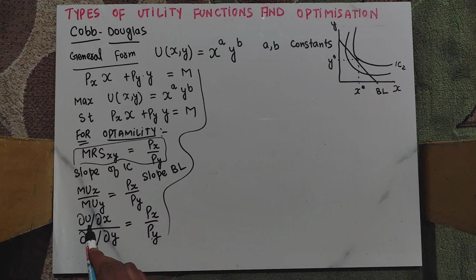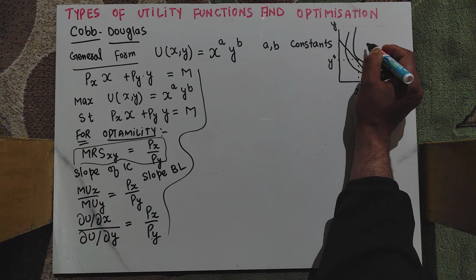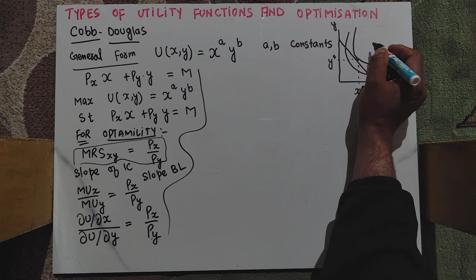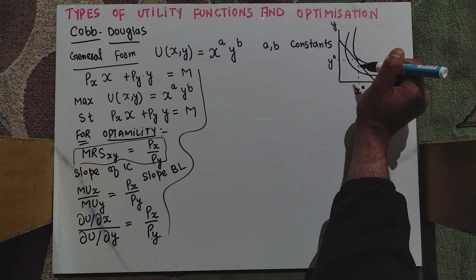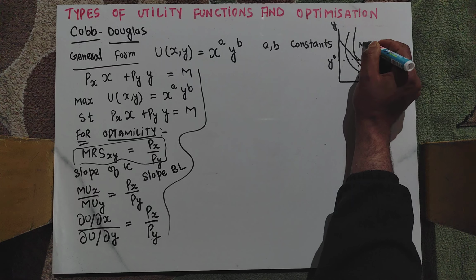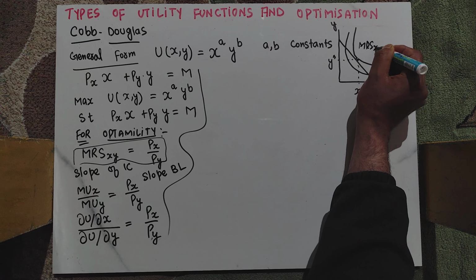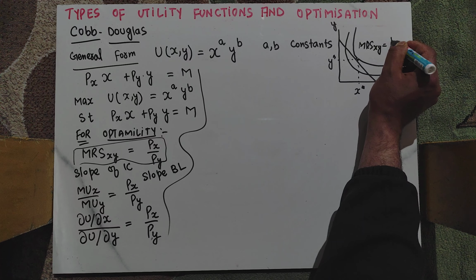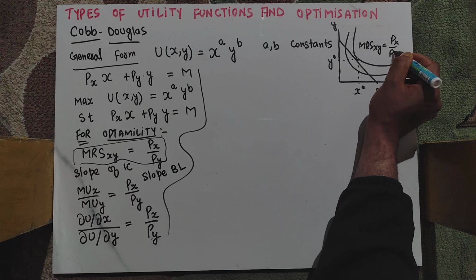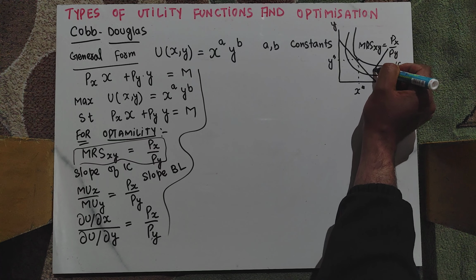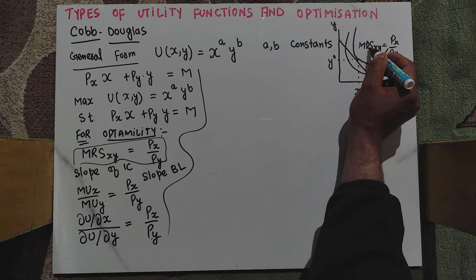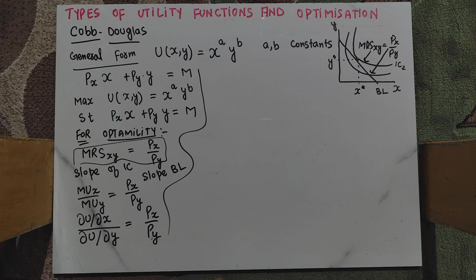So this is a point of tangency here. It is also called the tangency condition, where the marginal rate of substitution between good x and y is equal to the ratio of the prices, price of x and price of y. So px upon py denotes the slope of this budget line, and MRS is the slope of the indifference curve. So du upon dx, that is the partial derivative of the utility function with respect to x, we need to find out.